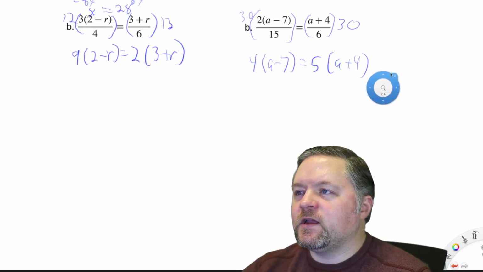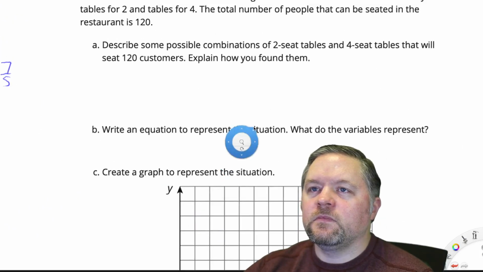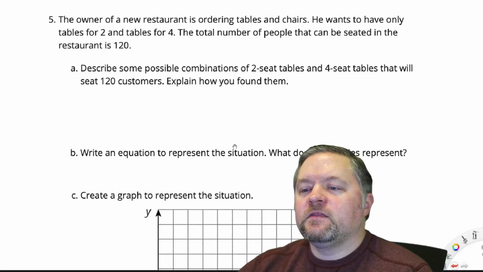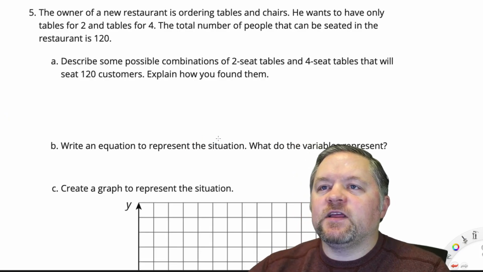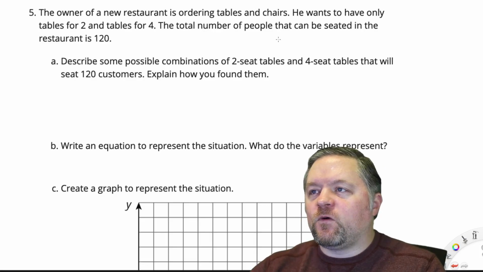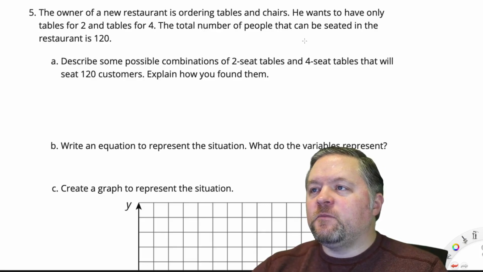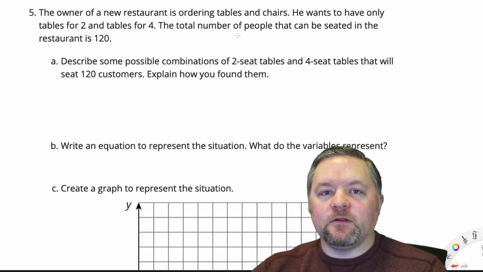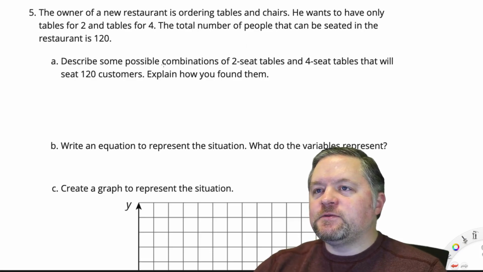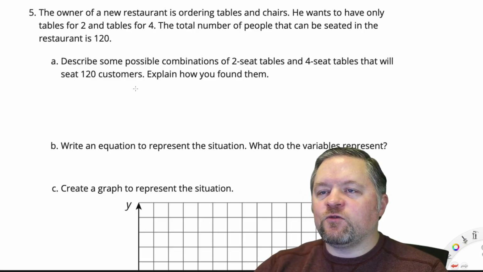Okay, what have we got next? The owner of a new restaurant is ordering tables and chairs. He wants to have tables for 2 and tables for 4. The total number of people that can be seated in the restaurant is 120 people. Describe some possible combinations of 2-seat tables and 4-seat tables that will seat 120 customers.